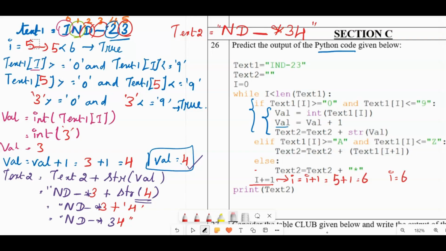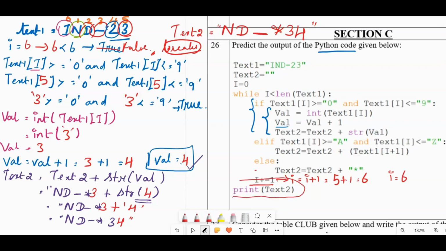Okay, after that, now I becomes 6. What will happen? The while condition will be checking: 6 is less than 6? No. So the condition is false now. So the loop will be breaking now. And after that, it will be printing the final results.